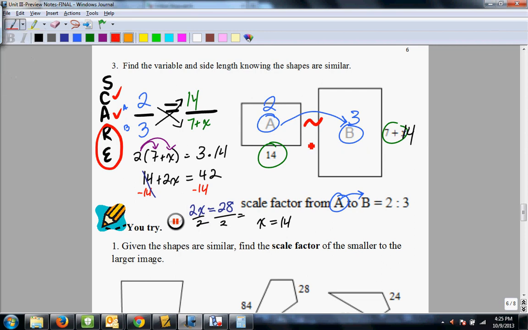X equals 14. So this is 14, and if that's 14, that makes this side 21. Let's check it. 14 over 21. Let's see if we can't reduce both of these. So divide by 7. 14 divided by 7 is 2. 21 divided by 7 is 3. Aha! There is our 2 to 3 ratio, and we know our x is correct. Our x is 14.